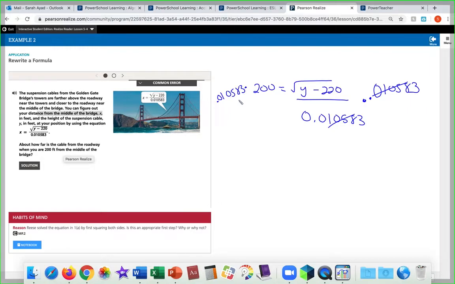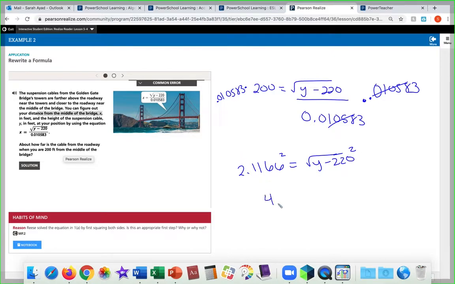Go ahead and type that into your calculator. 200 times 0.010583, and I get 2.1166 equals the square root of y minus 220. Now that the square root's by itself, I could go ahead and square both sides.